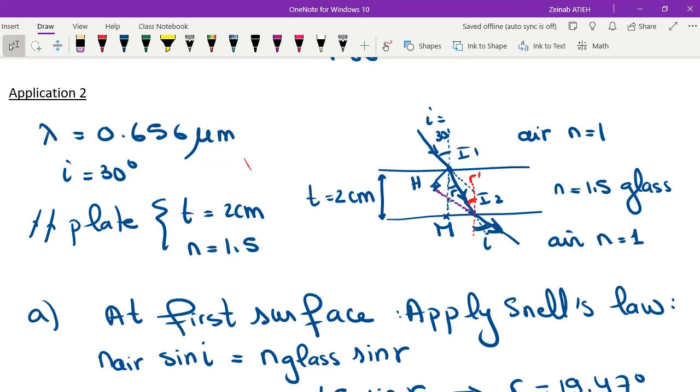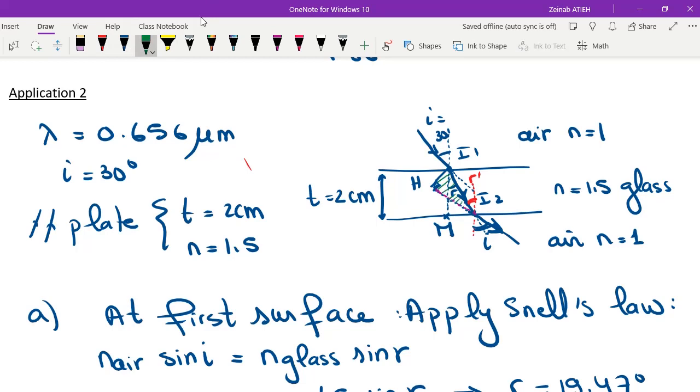Remember, I'm comparing the incident ray, the one that came first, with the ray that emerged at the end. I'm comparing the positions of these two rays. Now what we have to find is I1H, the lateral displacement. So I will take the triangle I1 I2 H, and I will color it with green.